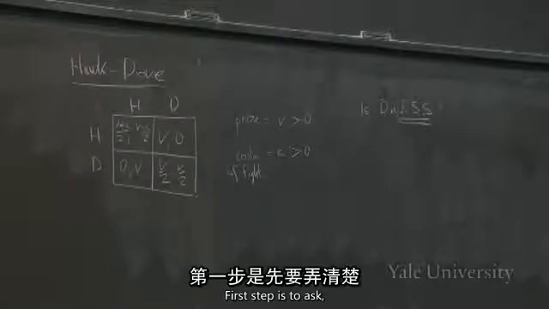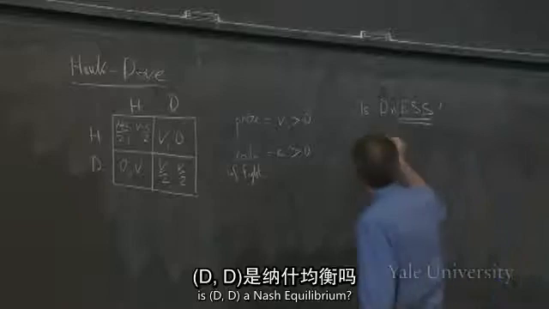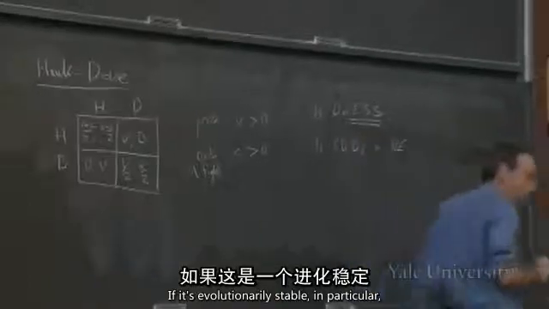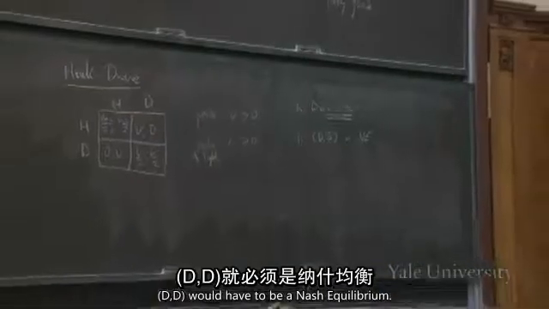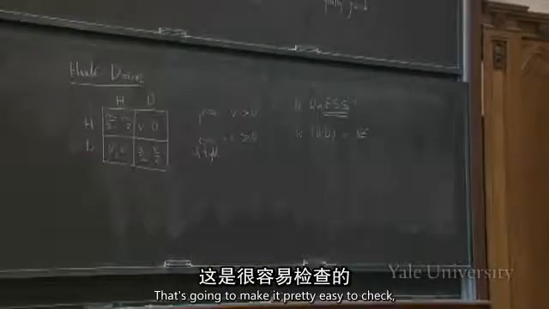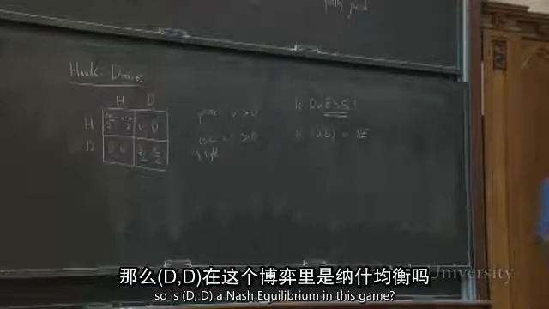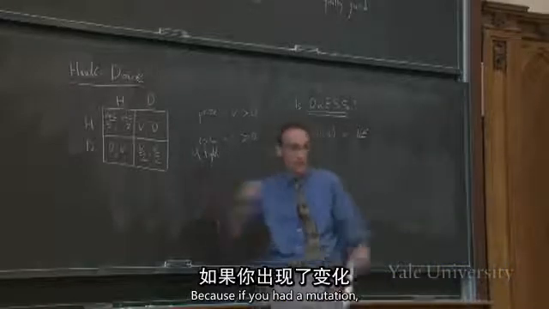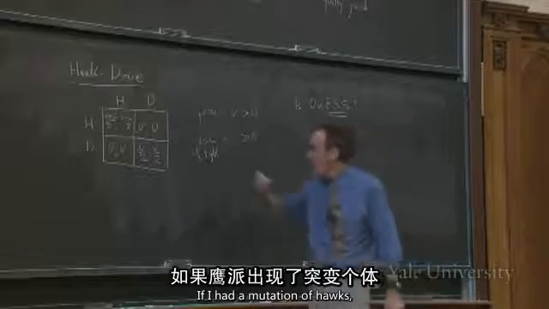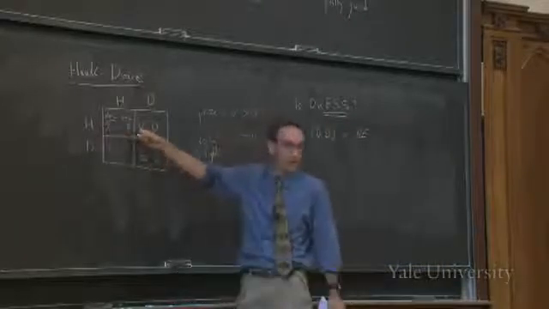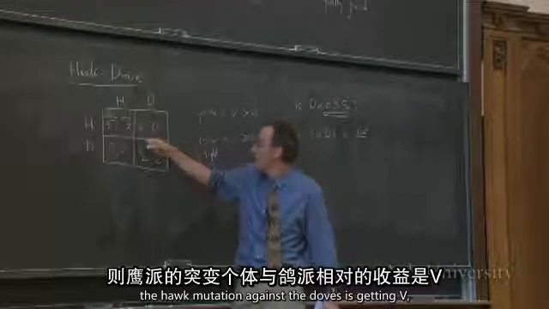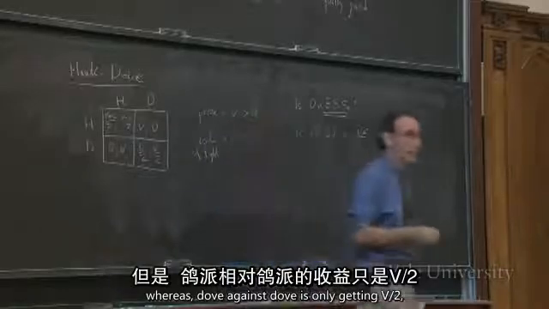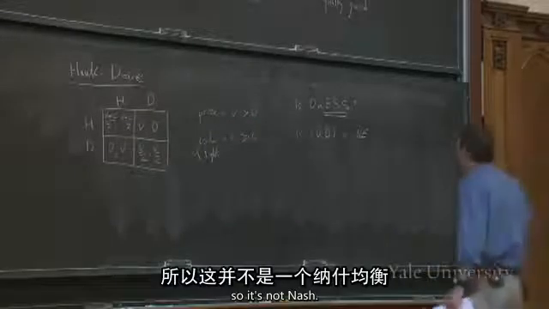First step is to ask, is dove a Nash equilibrium? If it's evolutionary stable, in particular, dove would have to be a Nash equilibrium. That's going to make it pretty easy to check. So is dove a Nash equilibrium in this game? It's not, right? But why not? Because if you had a mutation, I keep on being tempted to say deviation, but I'll think of it as a mutation. If I had a mutation of hawks, the hawk mutation against the doves is getting V, whereas dove against dove is only getting V over 2. So it's not Nash.